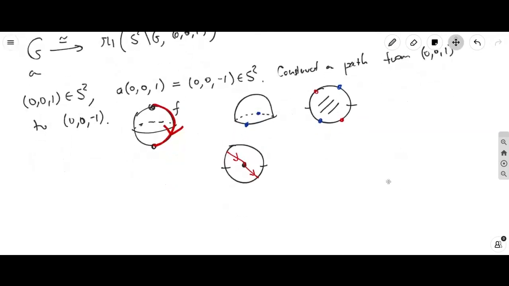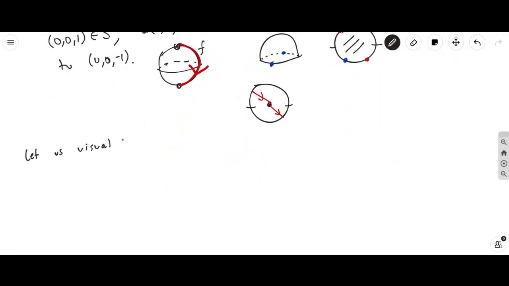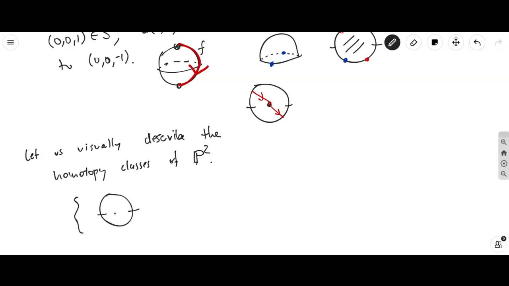And so we can now visually describe the homotopy classes of P2. There are going to be two of them, because it's a group of two elements. One of them is the identity element, which is the one that just stays at the North Pole. That one is not interesting. But the other one is a little bit more interesting.